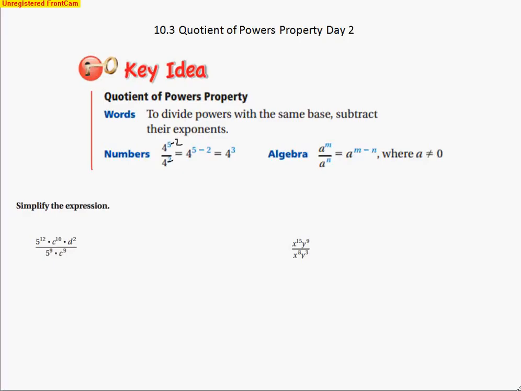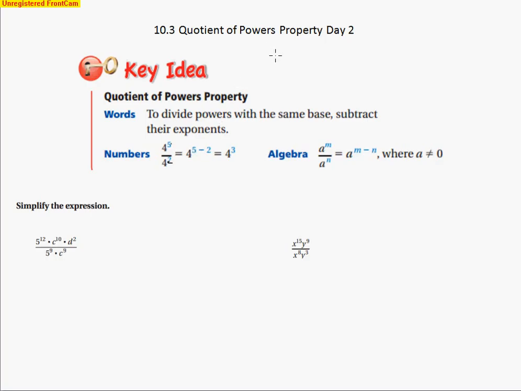This is the lesson for Chapter 10, Section 3, Quotient of Powers Property, Day number 2. So to take a quick look at our rule again, here we end up seeing that when we're using the quotient of powers property, we subtract the exponents. So we took a problem like this one here, which had 10 to the 5th over 4 to the 5th over 4 to the 2nd, and we subtract the exponents.